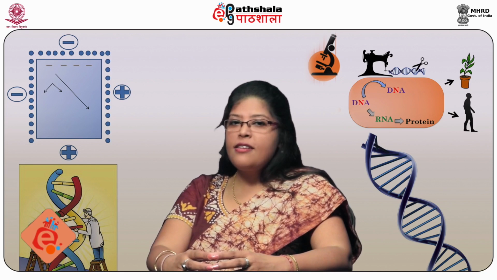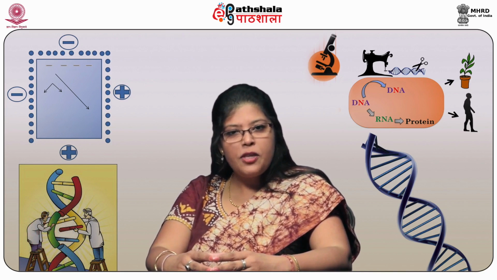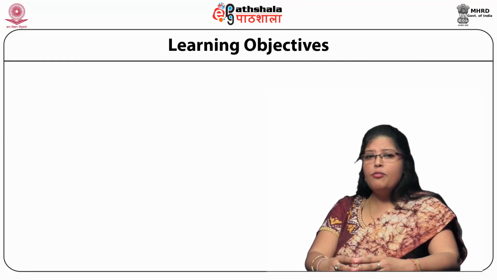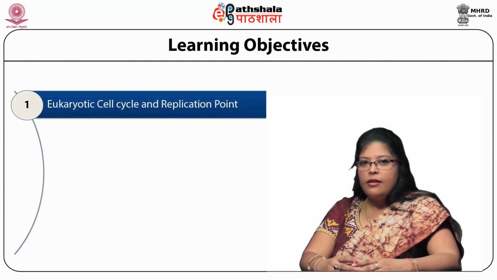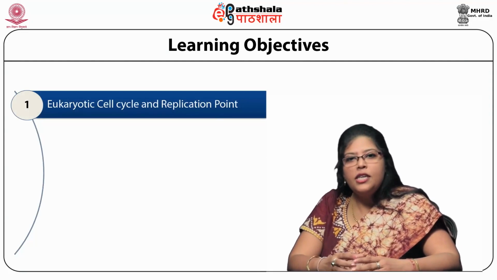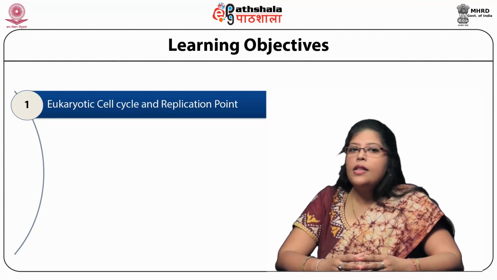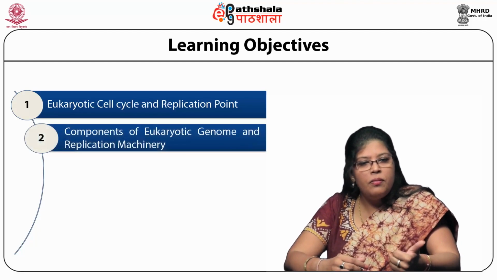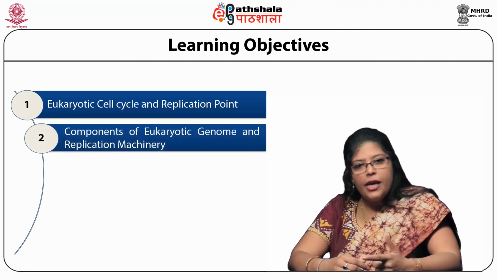Here, I will be discussing the module DNA replication in eukaryotes from the paper Genetic Engineering and Recombinant DNA Technology. In this module, we will begin with an overview of the eukaryotic cell cycle, and then we shall point out and define the replication point. Then we shall elaborate upon the components of the eukaryotic genome and the different components of the eukaryotic replication machinery.